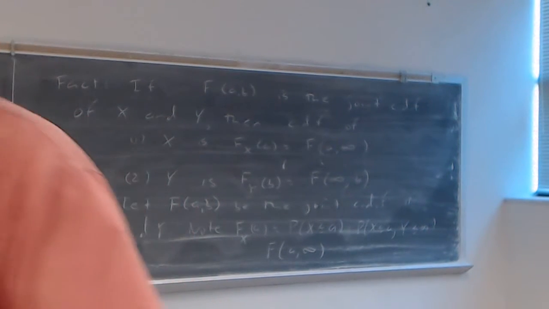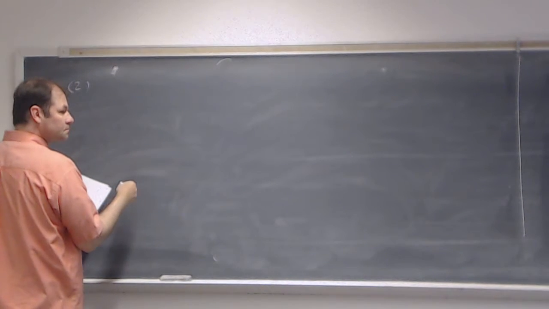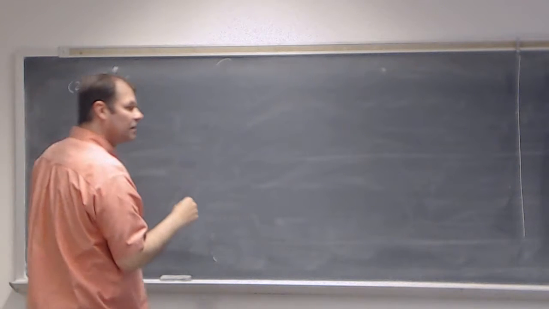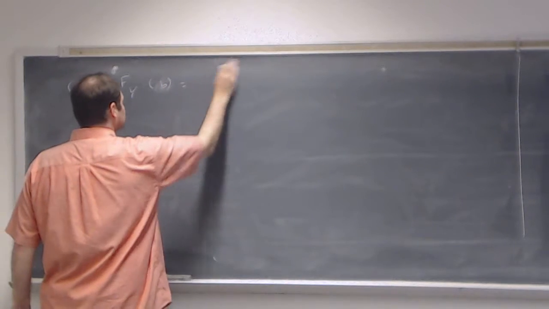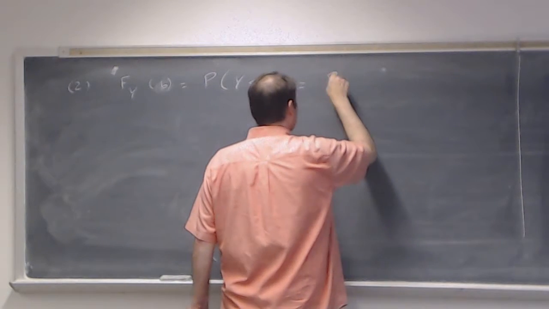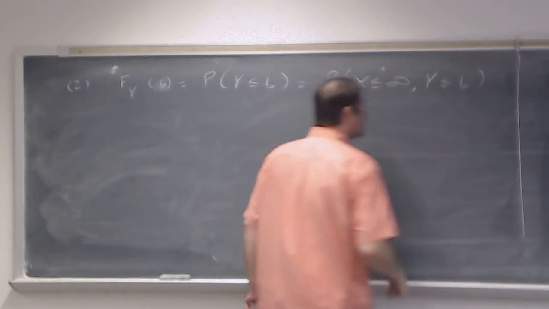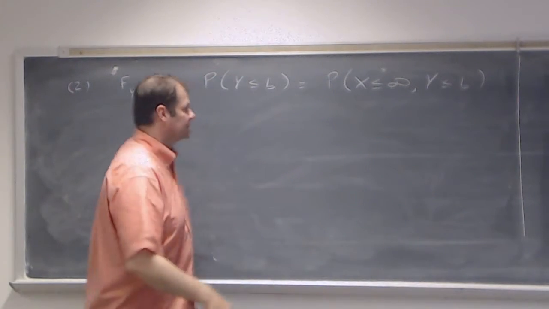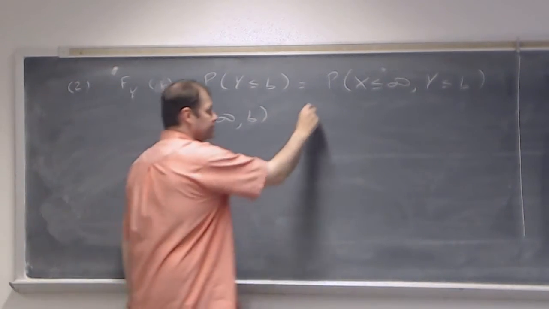Okay, the same thing happens for part 2, but I'm going to do it, even though it's repetitive. So for part 2, F sub Y of b is equal to the probability that Y is less than or equal to b, and that's equal to the probability that X is less than or equal to infinity and Y is less than or equal to b. It doesn't matter what X is, just Y has to be less than b, but that's F of infinity, b. So that ends that proof.